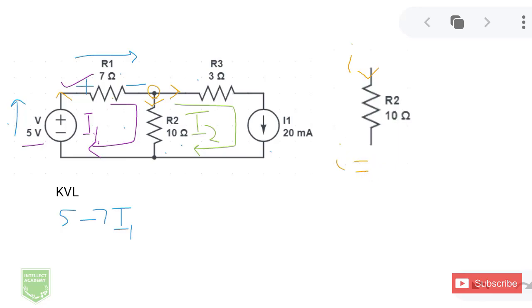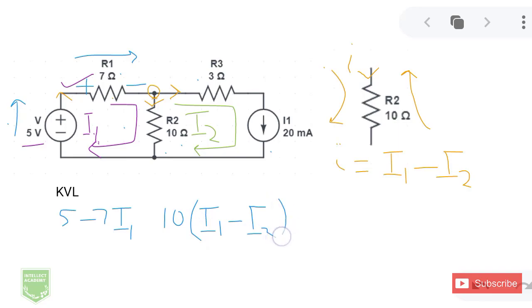I can see that I1 is in the same direction as small i, and I2 is in the opposite direction, so I'm going to give a negative sign to I2. Basically the small i, the current through the 10 ohm resistor, is the difference between I1 and I2. Now I'm going to go back to my KVL equation, where I was writing the voltage across the 10 ohm resistor. That would be 10 multiplied by whatever current is flowing through it, which we found out as I1 minus I2.